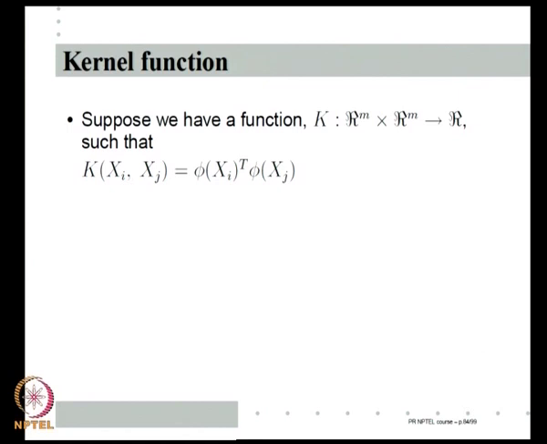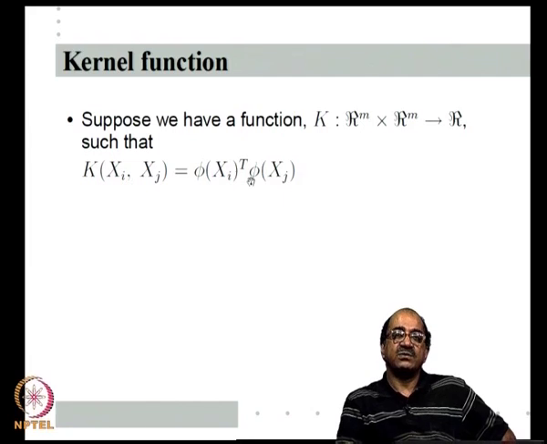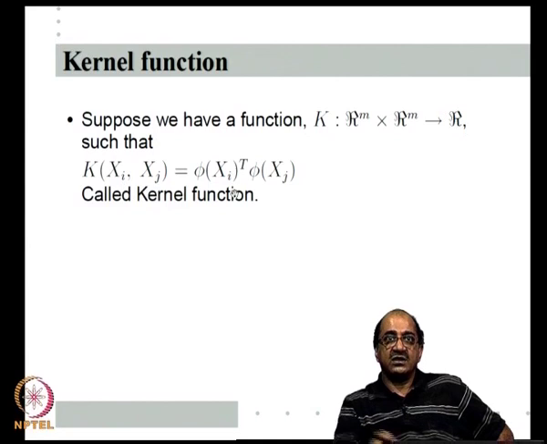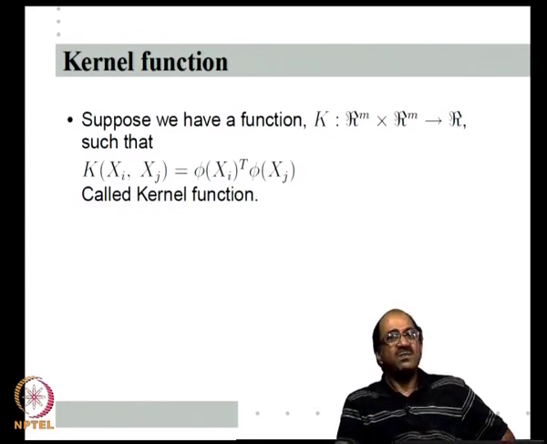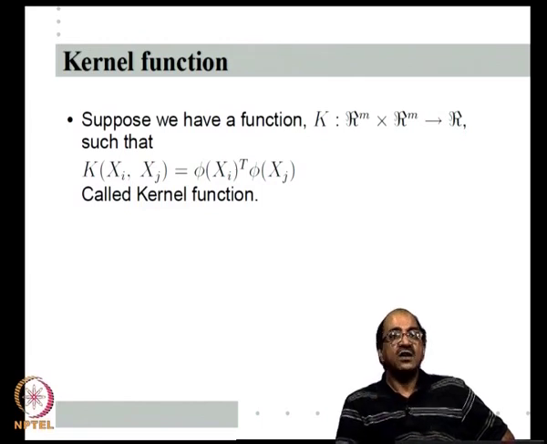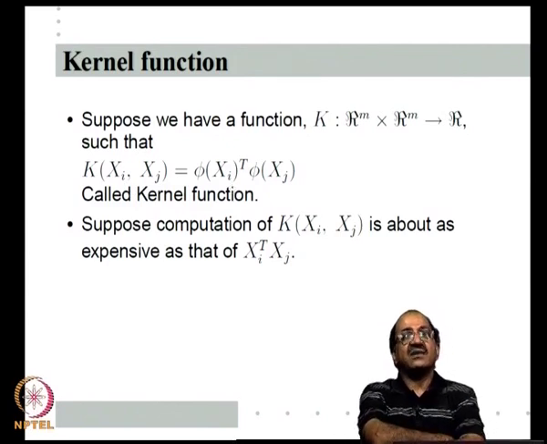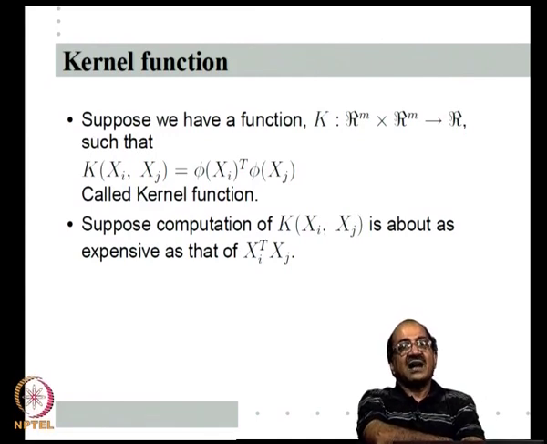Okay. The basic idea is the following. Suppose we have a function which takes pairs of m dimensional vectors and gives me a real number such that k of xi, xj is phi xi transpose phi xj. We call such a k a kernel function. What do you mean by I have such a function? Of course, I have such a function. Once I know phi, I can define k of xi, xj to be phi xi transpose phi xj. Our basic idea is that such a function is less expensive than calculating phi xi transpose phi xj.